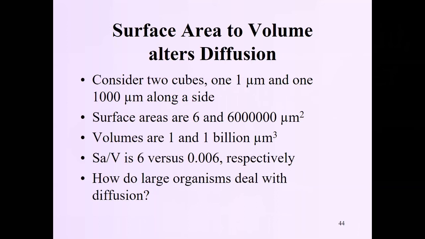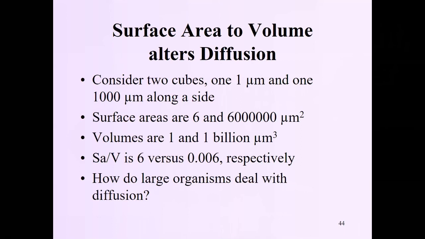The millimeter or 1,000 micron cube has a surface area of 6 million square microns, and its volume is 1 billion cubic microns. So the surface area to volume ratio of the small cube is 6, versus the surface area to volume ratio of the large cube, which is 0.006.